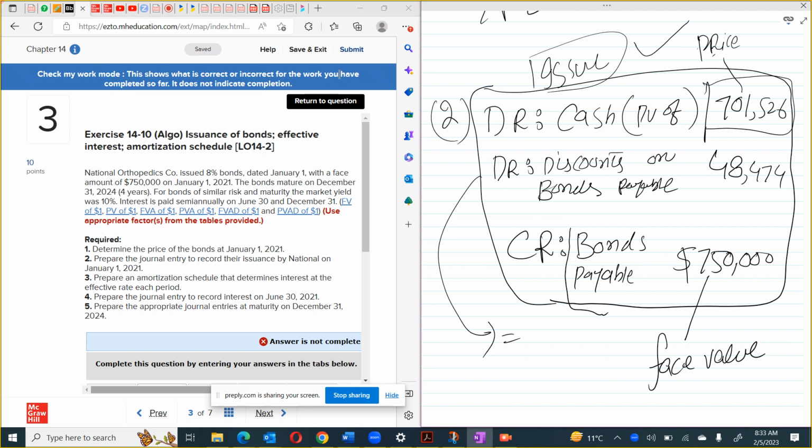Okay. The requirement number 5 is prepare the appropriate journal entries at maturity on December 31st, 2024. Why is it only 2? You can click the return to question, the black mark above. I forgot. Okay, and then requirement, click to requirement five.